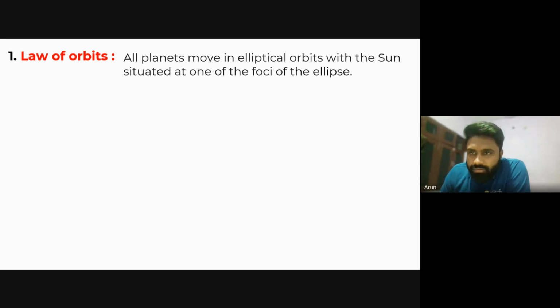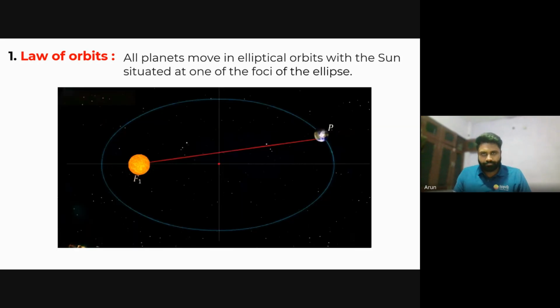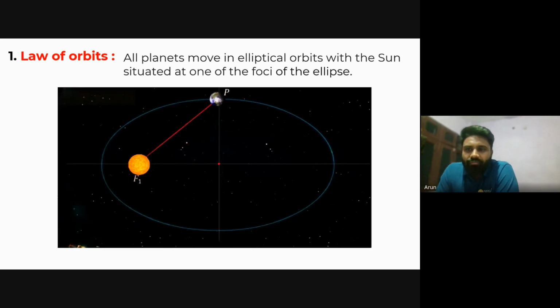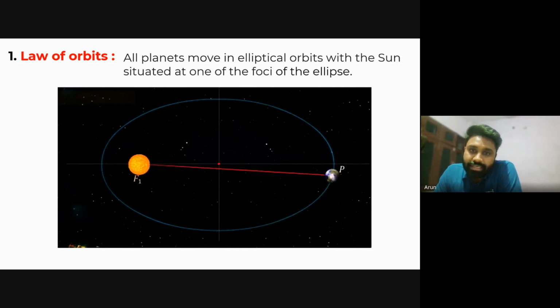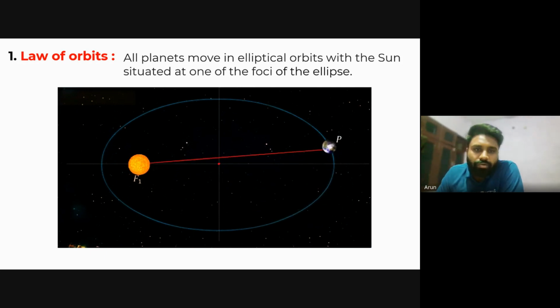Now, what will an ellipse look like? The ellipse will look like this, not like this. It is not to scale. I will tell you. So this is the law of orbits. You can see here the trajectory that this point P is taking, which is nothing but our Earth, and it is revolving around the sun in an elliptical orbit. So this trajectory is called the ellipse. It is the ellipse.